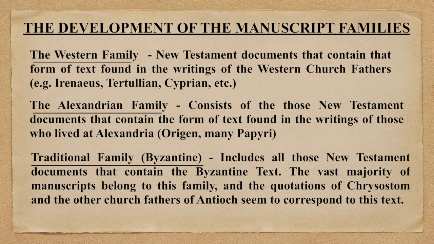Westcott and Hort felt that Papyri B, which they called the neutral text, was remarkably pure and uncontaminated by the errors of either the Western or Alexandrian family of manuscripts. Finally, the traditional family, or Byzantine, includes all those New Testament documents that contain the Byzantine text. The vast majority of manuscripts belong to this family, and the quotations of Chrysostom, however you want to pronounce that, and the other church fathers of Antioch seem to correspond to this text.